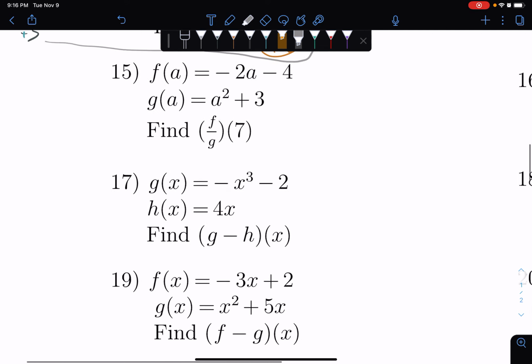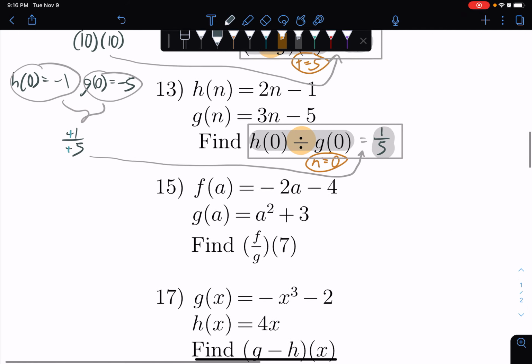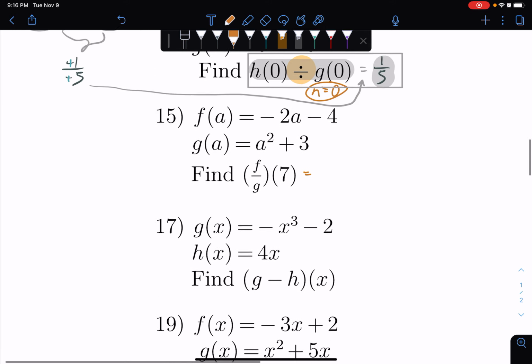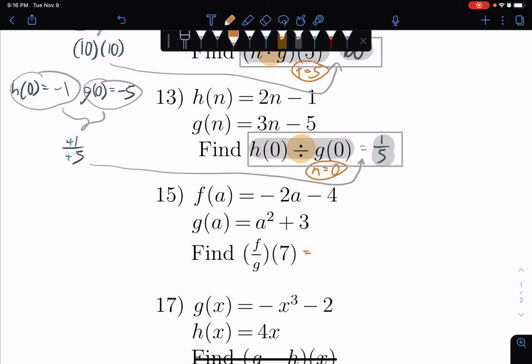Okay, let's move to number 15. So, provided that we have a fraction this time, let's simplify that. Let's not cause any confusion. In the following problems, we won't be simplifying anymore. But now, please pay attention. So yeah, this is going to be a little tricky. But basically, the technique is to allocate 7 on the numerator and the denominator. So f of 7 over g of 7.